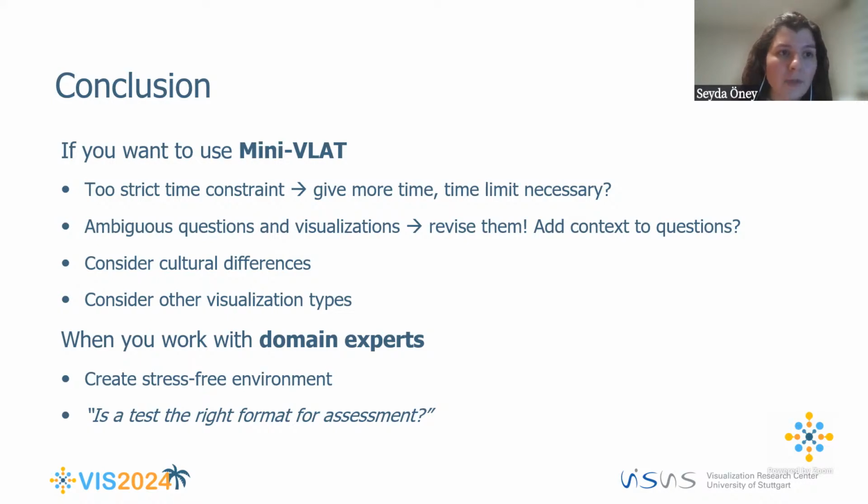Then there were some ambiguous questions and visualizations, so these need to be revised. Adding context to the questions could be done, but further research is needed to investigate the impact on perception. The questions with unfamiliar demographic references should also be adapted appropriately. And the test also lacks advanced visualization techniques that are common in visual analytics tools. These could also be added.